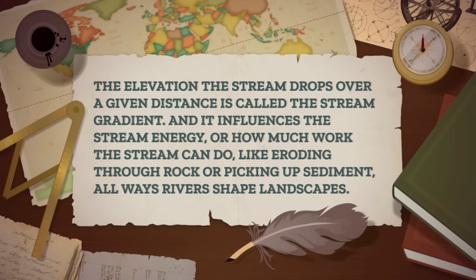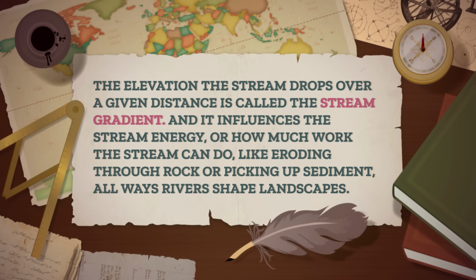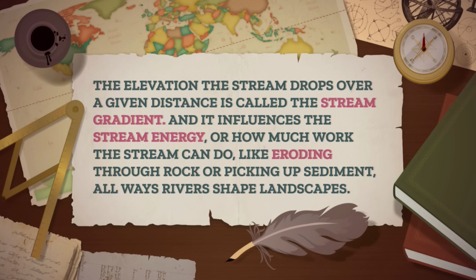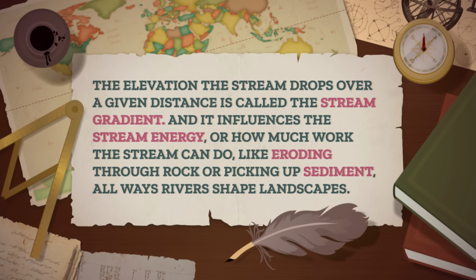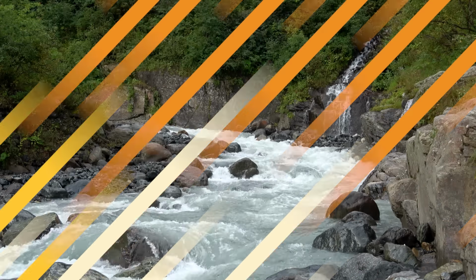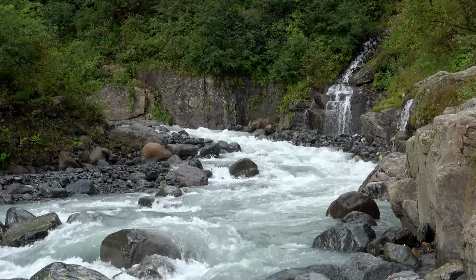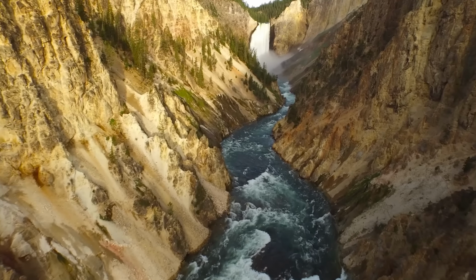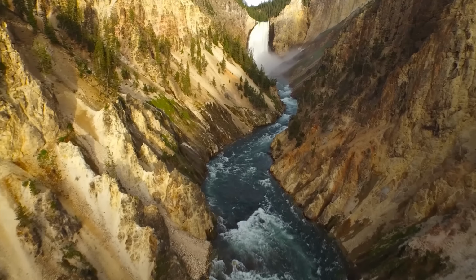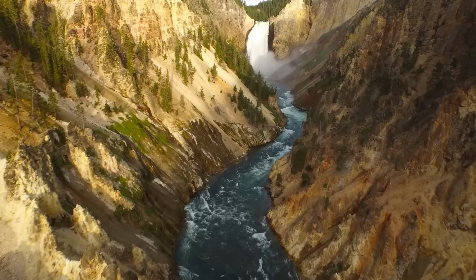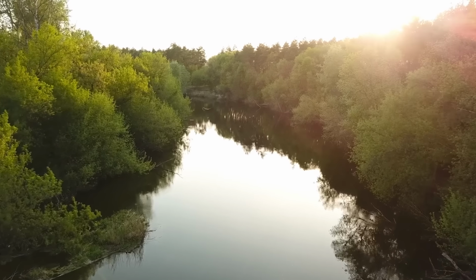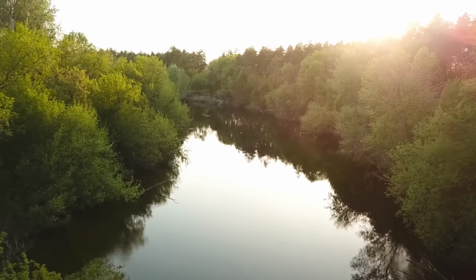Like the elevation the stream drops over a given distance is called the stream gradient. And it influences the stream energy, or how much work the stream can do, like eroding through rock or picking up sediment. All ways rivers shape landscapes. Basically, stream energy comes from potential energy turning into kinetic energy as gravity pulls the river from high elevation to low elevation. A steeper gradient will give the river more velocity, or speed, but sediments throughout the river's course can change the friction and slow the river down. So gradient, sediments, and even how much water the river has all influence how much kinetic energy is available and how much work the river can do.